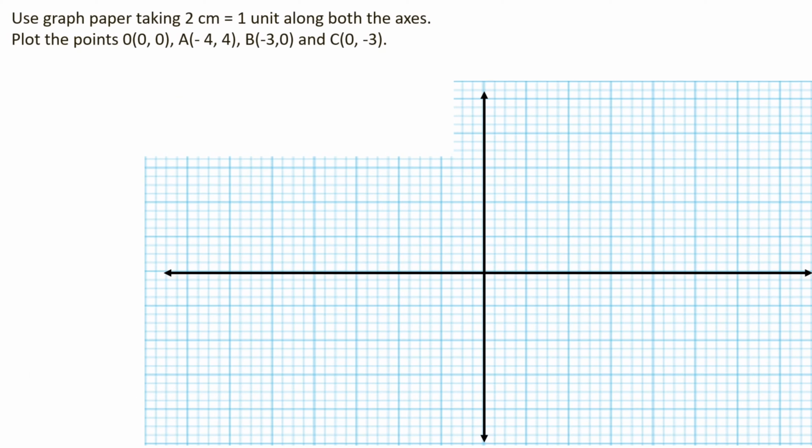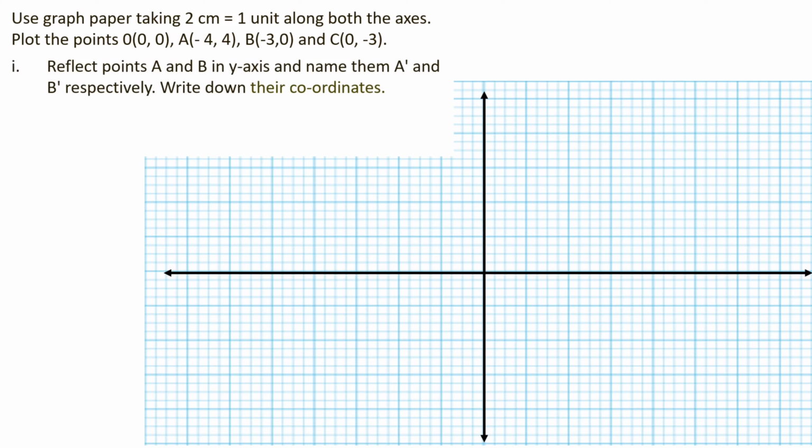The third question says that use the graph paper taking 2 cm equals 1 unit along both the axes and plot the points O (0,0), A (-4,4), B (-3,0) and C (0,3). Then reflect the points A and B in the y-axis and name them as A dash and B dash respectively. Write the coordinates.